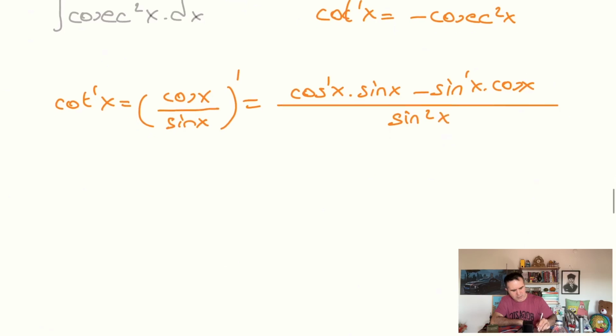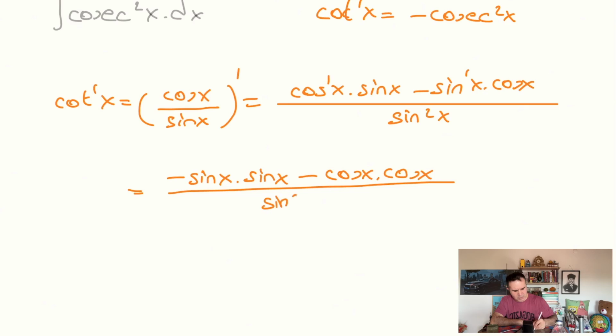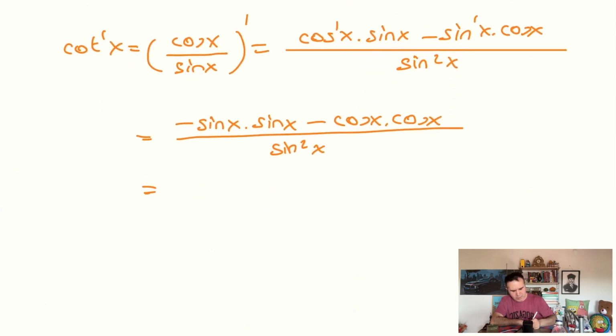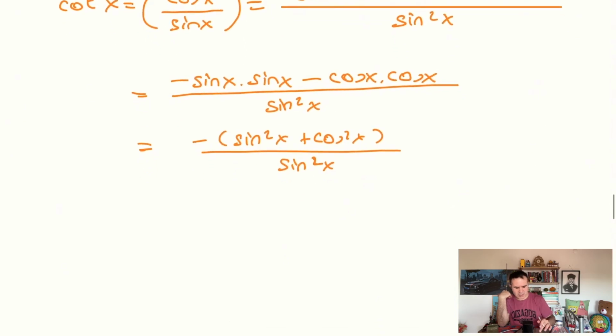The derivative of cosine x is minus sine x times sine x, and the derivative of sine x is cosine x times cosine x, divided by sine square of x. And this will be equal to minus sine square of x plus cosine square of x divided by sine square of x. We know that sine square of x plus cosine square of x is equal to 1.